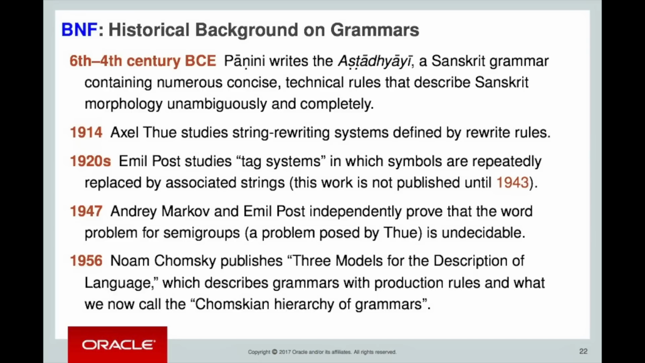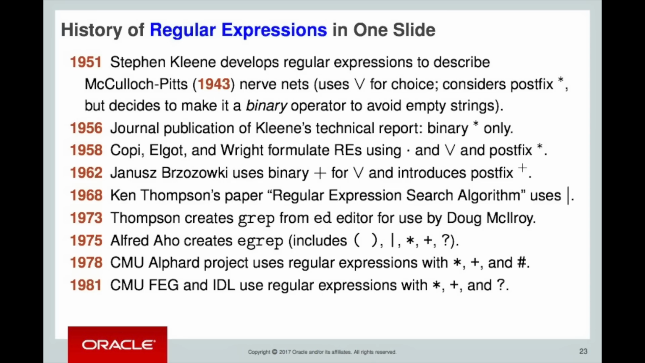In 1956, Noam Chomsky published Three Models for the Description of Language, which described grammars with production rules and what we now call the Chomskyan hierarchy of grammars, which at the bottom has the so-called type 3 and type 2 grammars corresponding to regular expressions and context-free grammars. So you'd think that BNF and regular expressions would have a very closely involved history. Turns out that they developed almost independently. So let's take a quick look at regular expressions, because they will figure into our story.